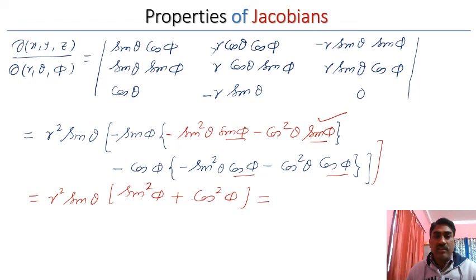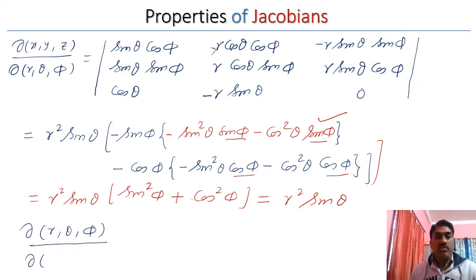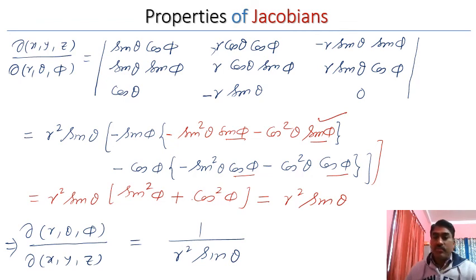So what is the final result? r square sin theta. This is what we obtained, the Jacobian of xyz with respect to r theta phi. And finally, our question demands us to find the Jacobian of r theta phi with respect to xyz. So using our property, this will become 1 by r square sin theta. So this is a very interesting Jacobian, very interesting.